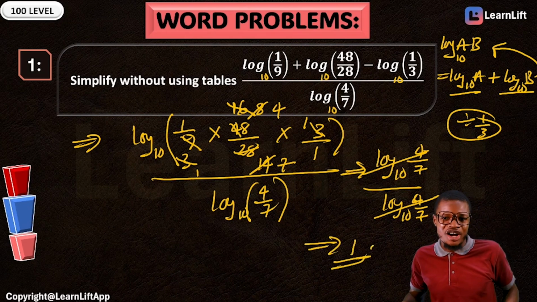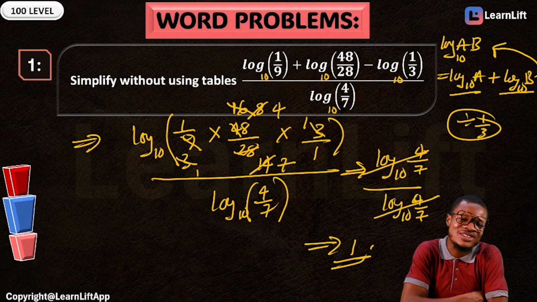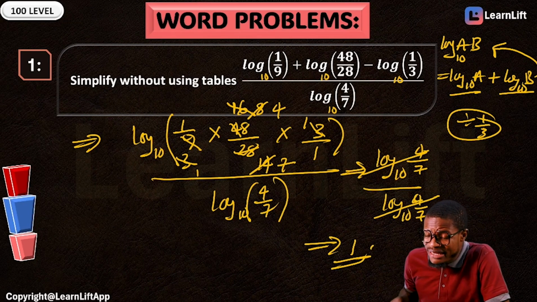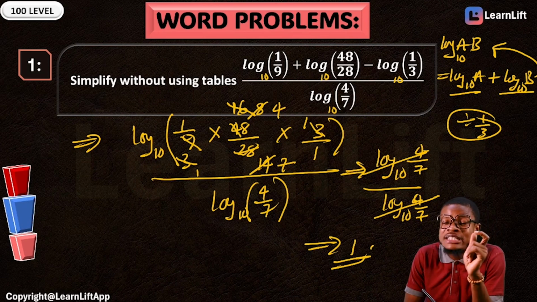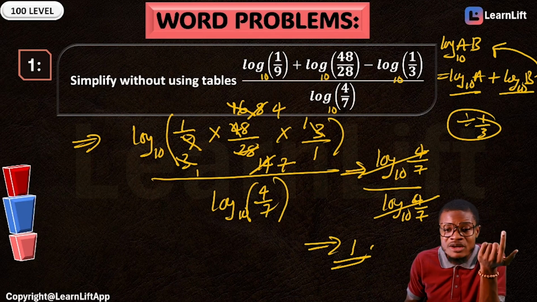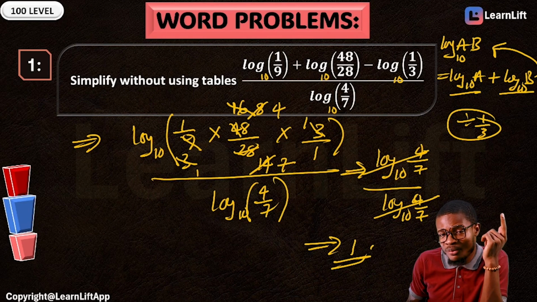1 is the final answer to this question. Sure, you see the way I dismantled it. First and foremost, I check what their bases are. Are they the same? Yes: log base 10, log base 10, log base 10. I carried one of the base for the numerator.